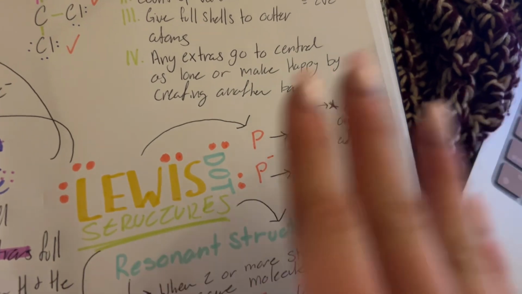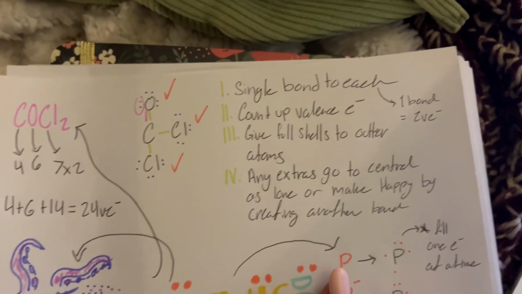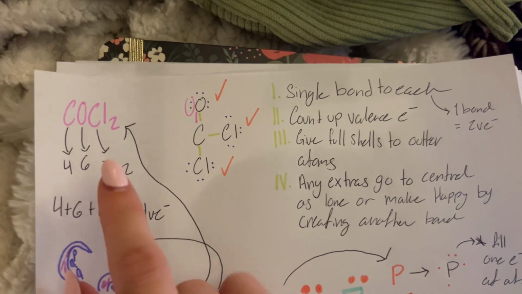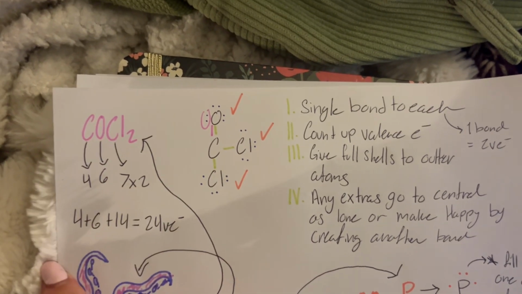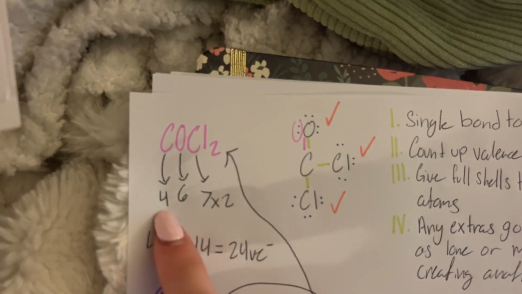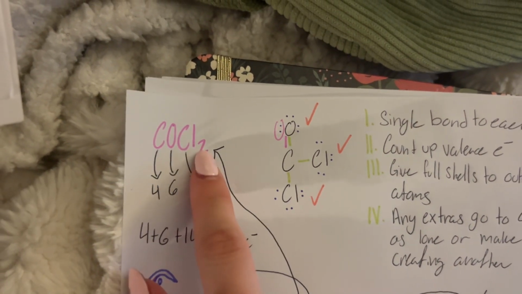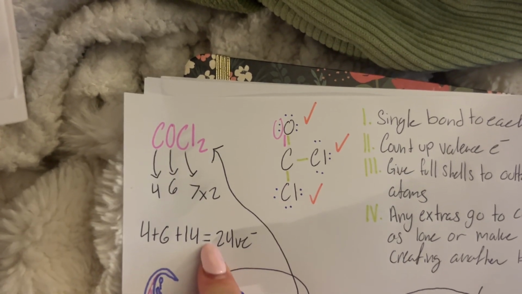And now for molecules and covalent bonds. This is the steps on how to do it. Here's our molecule, CO, Cl2. How many electrons does carbon have? Carbon is 4, oxygen is 6, chlorine is 7. But since there's 2 chlorines, 7 times 2 is 14. So 4 plus 6 plus 14 is 24 valence electrons to work with.